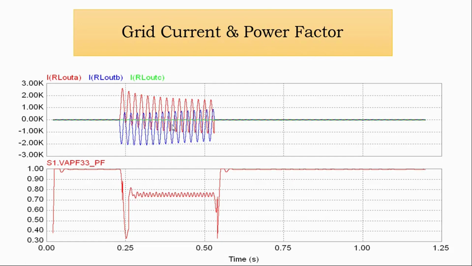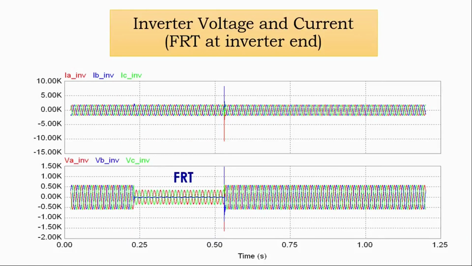So this is the result: a high increment of the fault current for the particular time. Obviously it will draw some amount of reactive power from the grid, and in the end the power factor will drop. Over here, this is the FRT: the drop in the inverter voltage, and the consecutive phases are also going to drop. This spike shows the regaining of the voltage.